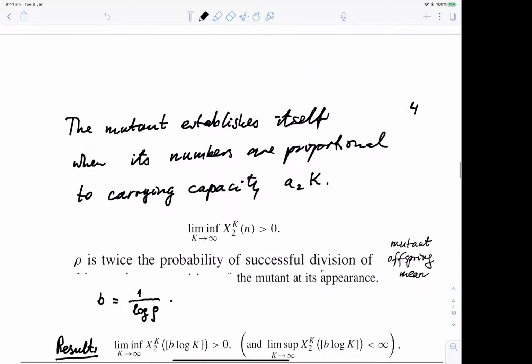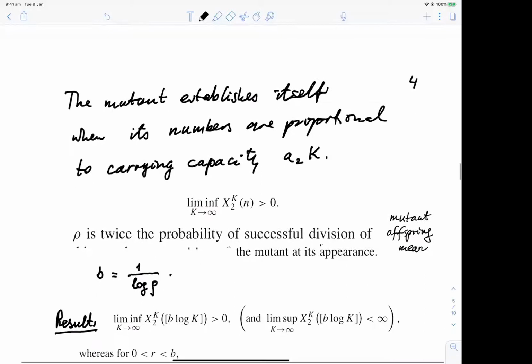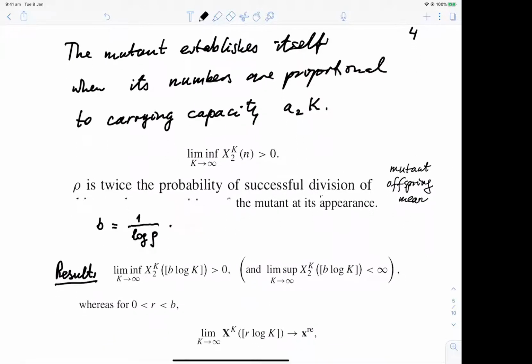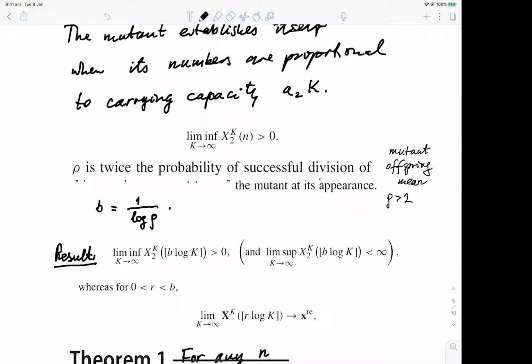Now we say the mutant establishes itself, what do we mean by that? Well, we say that the mutant establishes itself when its numbers are proportional to the carrying capacity, so proportional to k. In other words, mathematically, when the lim inf as k goes to infinity of the mutant density is positive. To describe the results, a very important parameter is the mutant offspring mean, or twice the probability of successful division at the appearance at time 0, and we denote it by rho. Because it's supercritical, the probability of successful division is bigger than half, so rho is bigger than 1. And we denote the constant 1 over log rho as b.